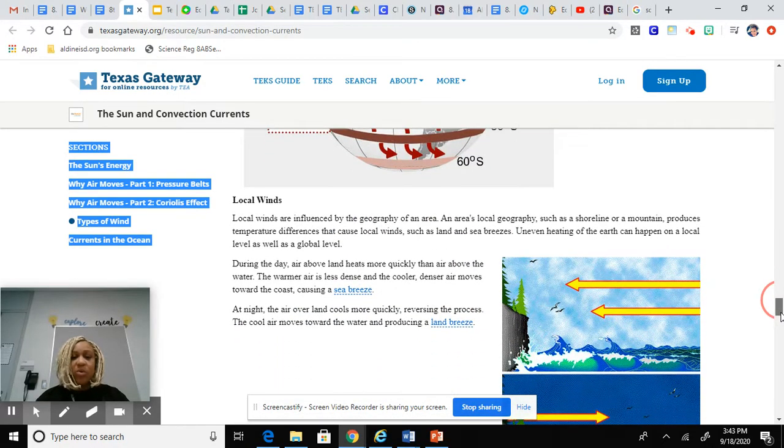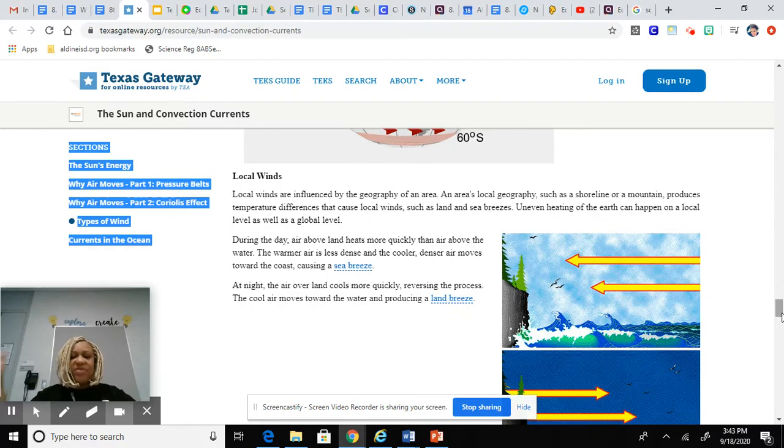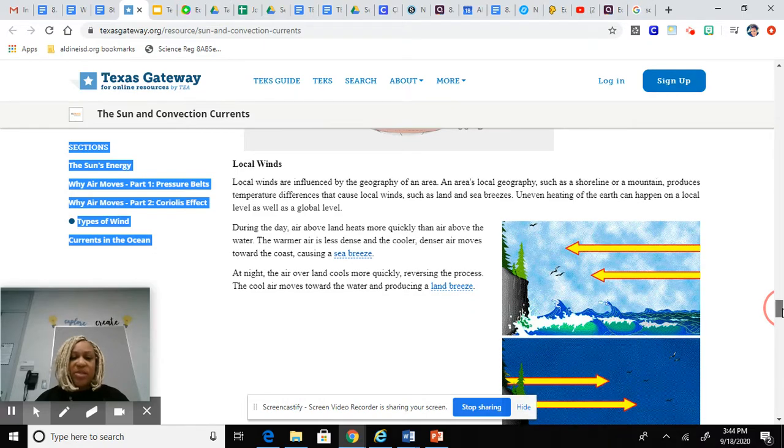Okay. So local winds, like I said, are local to that geographic area. It's very different from global winds, which are all around the globe, right? All of those different prevailing winds, trade winds, easterlies, westerlies. So these are your local winds. Make sure you read on that. It also talks about sea breeze and land breeze.